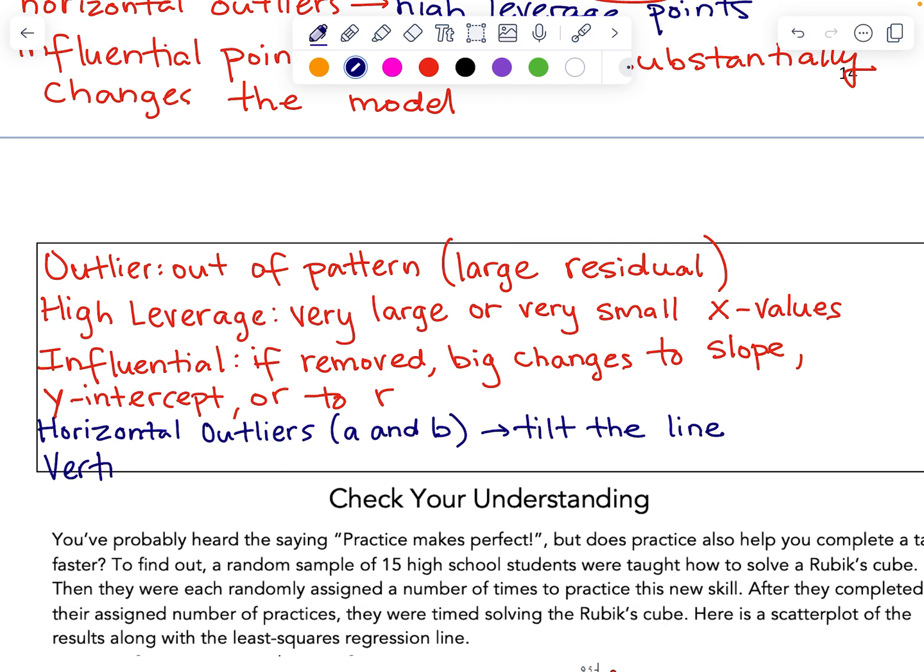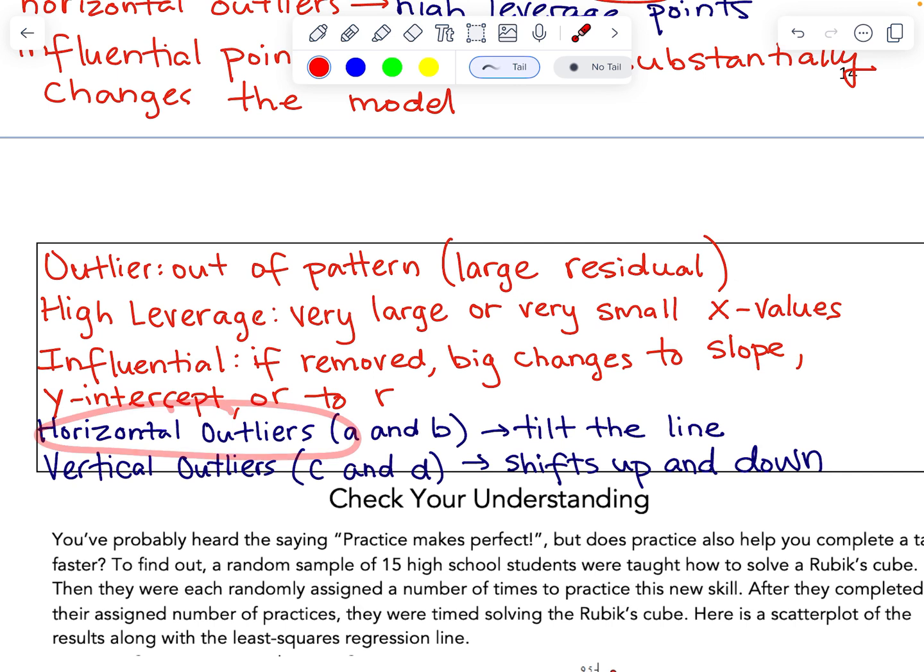Whereas with vertical outliers, like C and D, those tend to have less of an effect on the line. I mean, we will see these shifts up and down, and we might see a small change to the y-intercept, but typically the slope stays the same. And these just don't exert the same leverage on the line as horizontal outliers tend to do. So horizontal outliers have the potential to really impact our entire model.